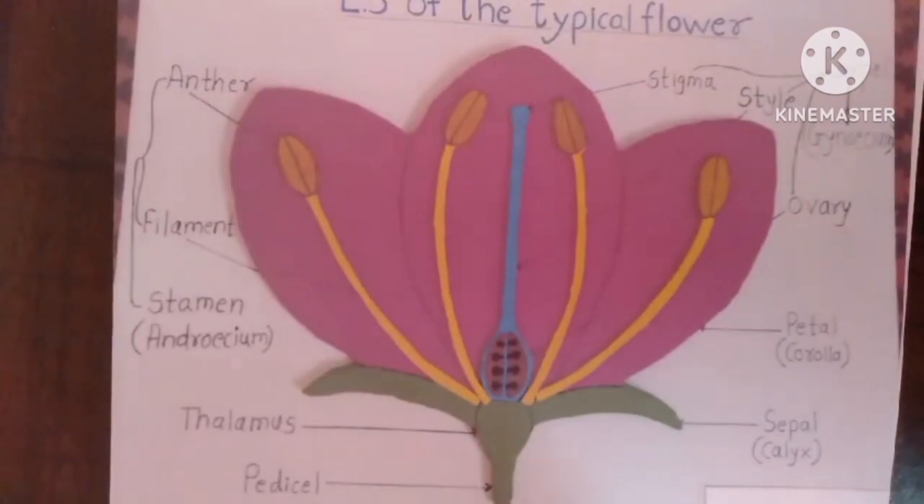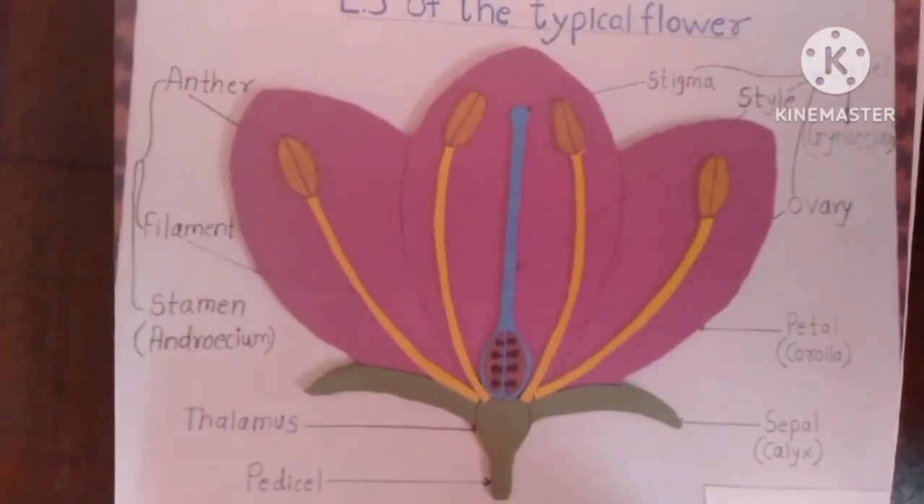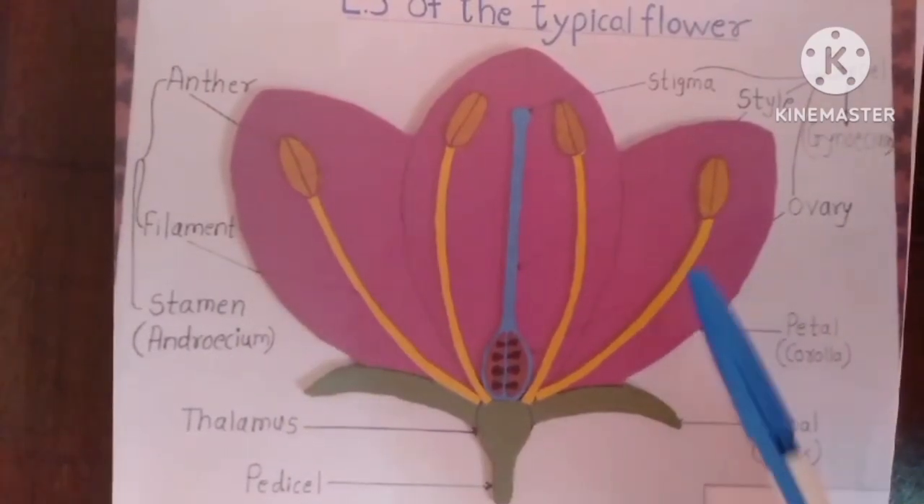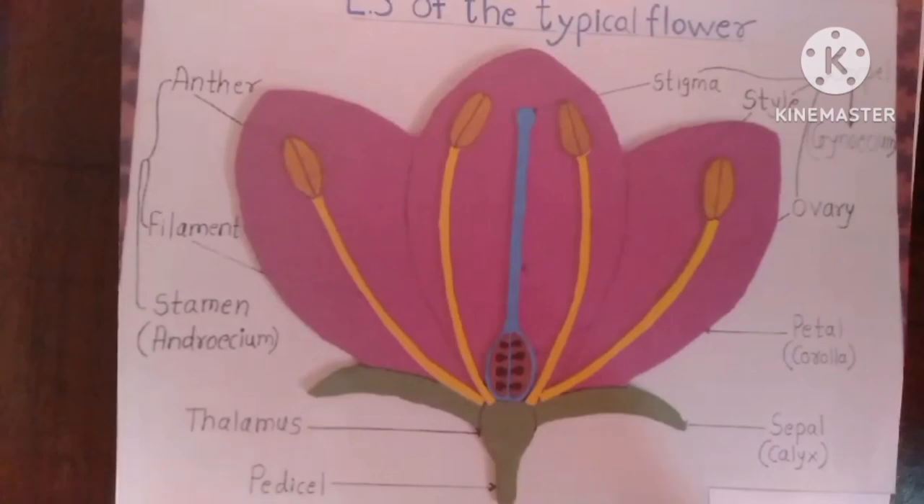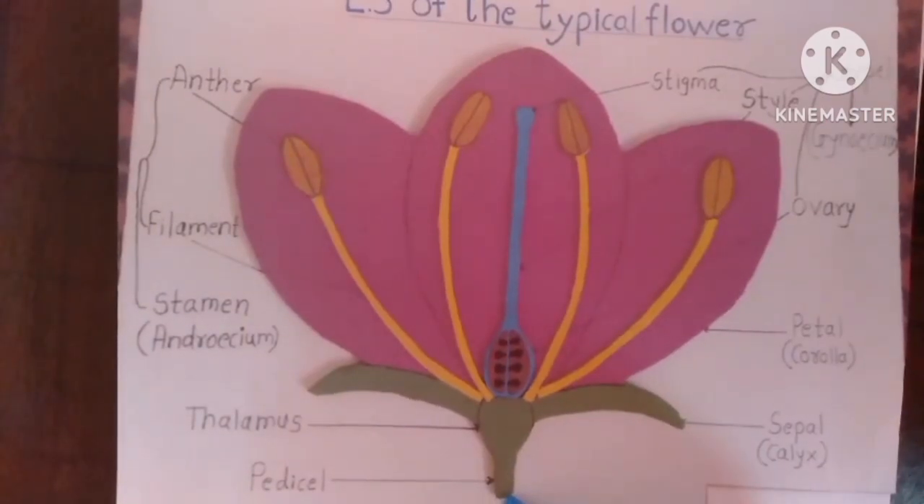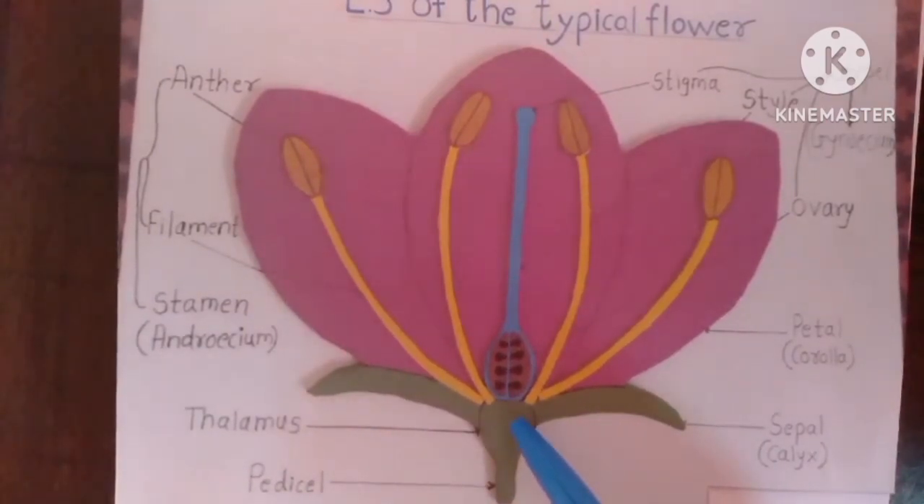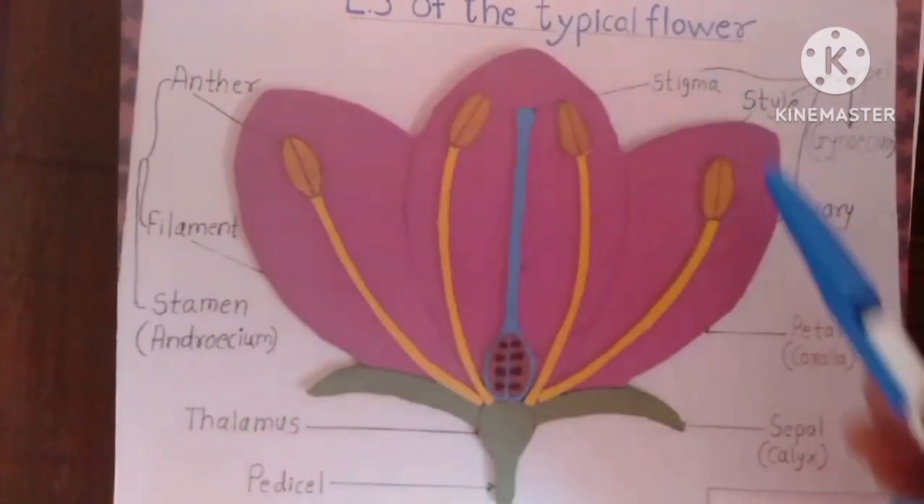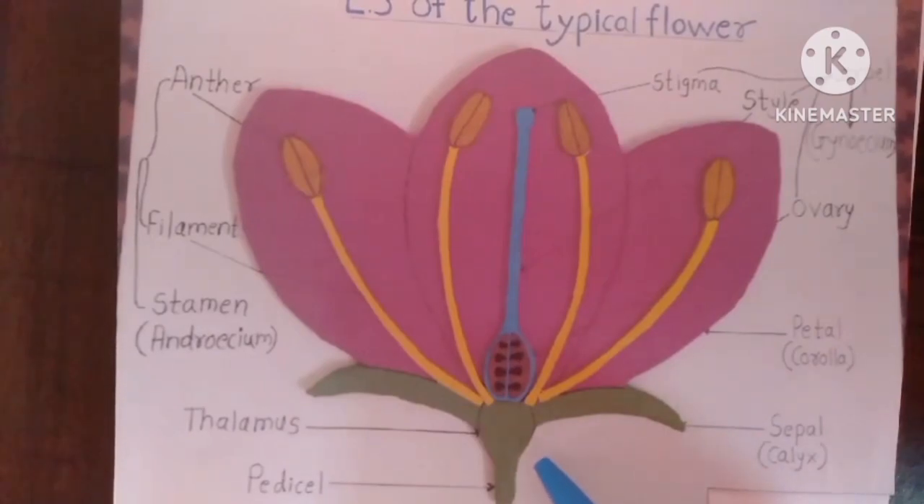Then parts of typical flower or LS of typical flower. LS of typical flower shows pedicel, thalamus, calyx, corolla, androecium and gynoecium. Pedicel is a stalk of flower. Terminal portion of pedicel is thalamus, on which floral whorls are arranged in a cyclic manner.